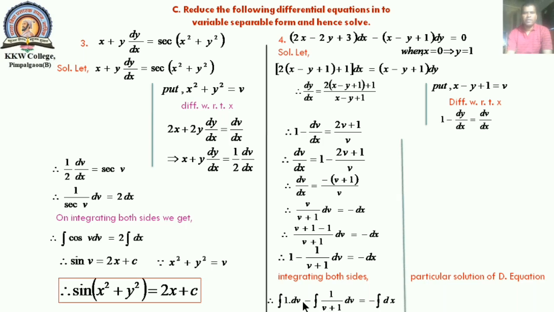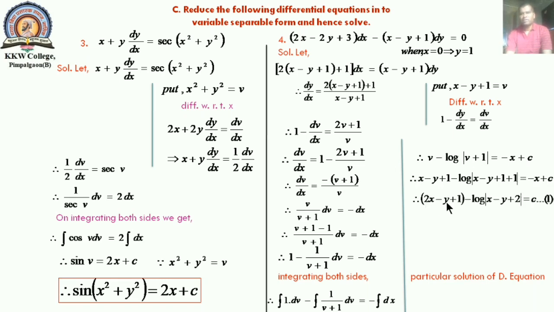Integration of 1 dv is v, integration of minus 1 upon v plus 1 is minus log of v plus 1, and integration of minus dx is minus x plus c. Putting the value of v as x minus y plus 1, we get x minus y plus 1 minus log of x minus y plus 2 is equal to minus x plus c. Transferring x to this side, we get 2x minus y plus 1 minus log of x minus y plus 2 is equal to constant c, the general solution of the given differential equation.